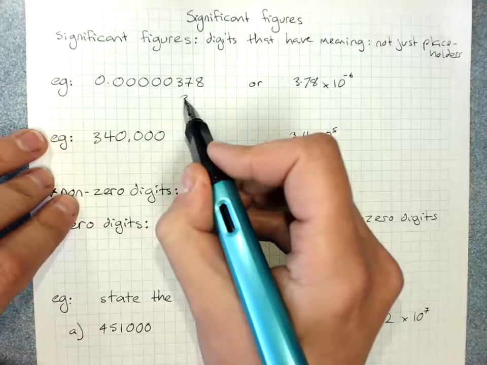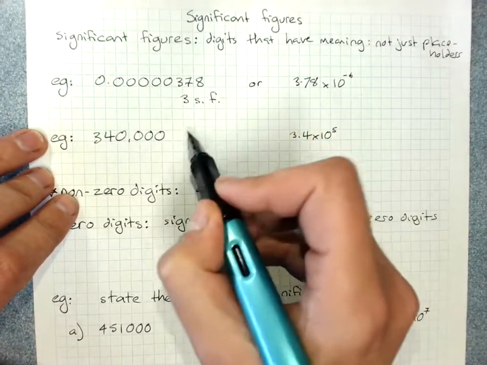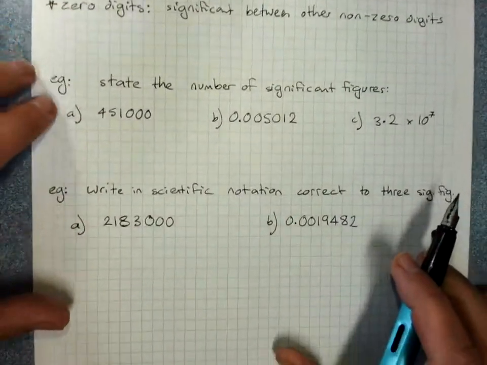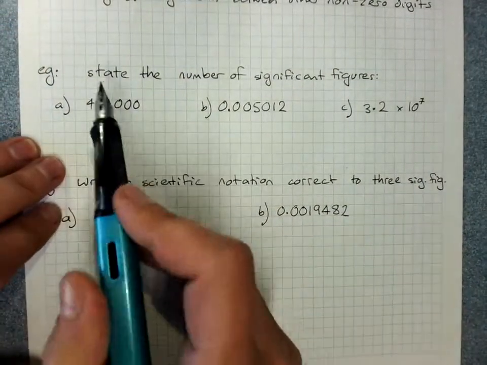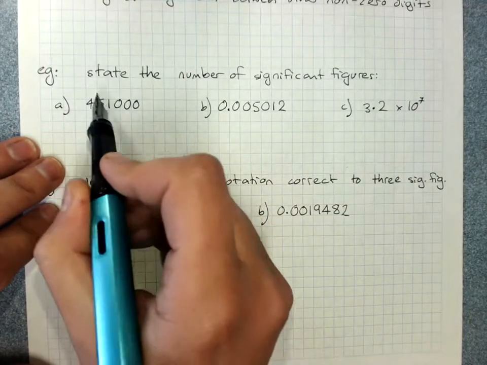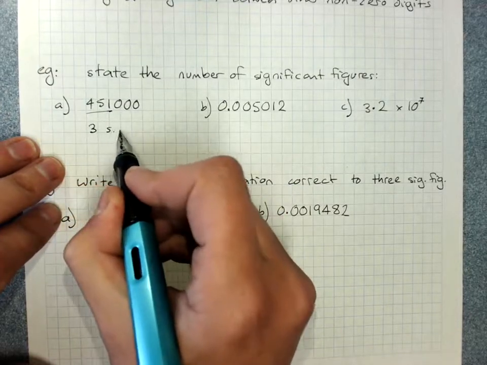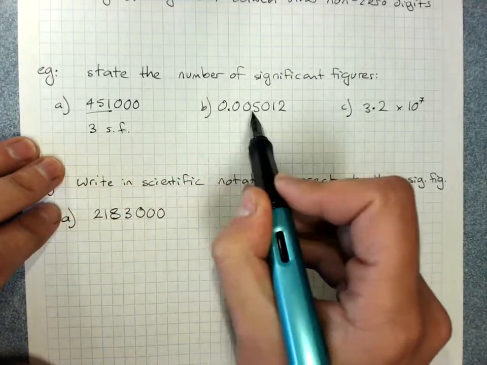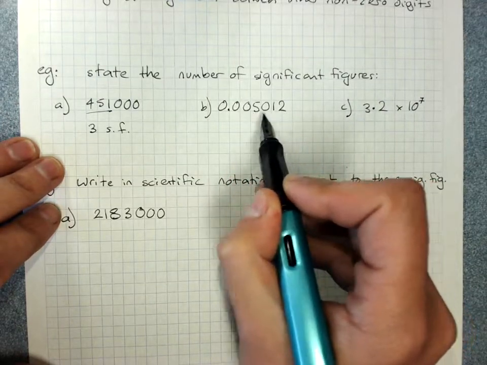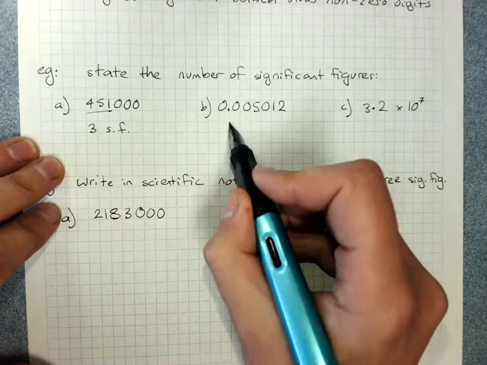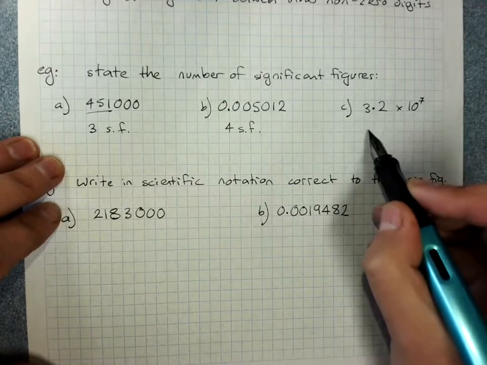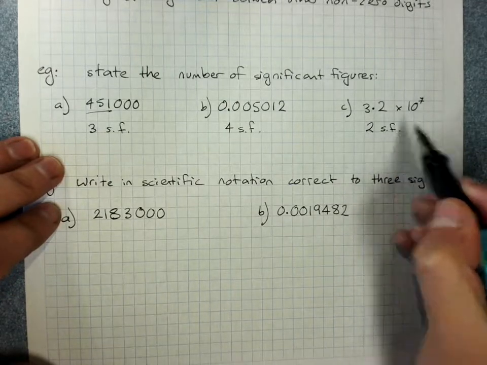So this has 3 significant figures, SF. This one has 2 significant figures. So we'll get questions like, state the number of significant figures. Zeros with nothing after them, these aren't significant. 3 significant figures. These zeros, just placeholders, but here's where my significant digits start, so there's 1, 2, 3, 4. And this one, you can easily see it from scientific notation, 2 significant figures.